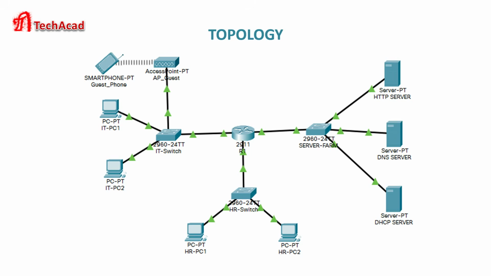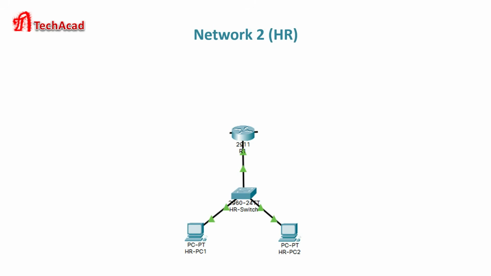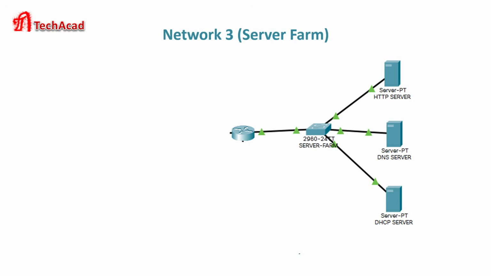So here we can see those networks one by one. This is network 1, that is IT. This interface G0/0 is connected to the IT switch, and we have these edge devices like ITPC1, ITPC2. Also, we got a smartphone which is connected to an access point. Then here in network 2, that is HR, we got two PCs, HR PC1 and HR PC2. Then here is the third network, that is for servers. We got HTTP server, DNS server, and DHCP server.